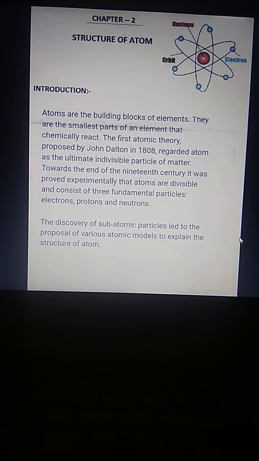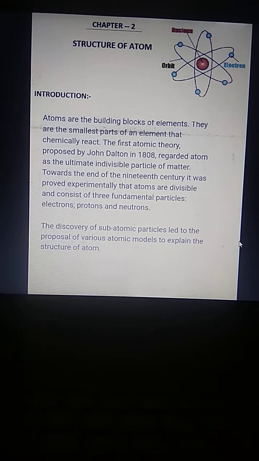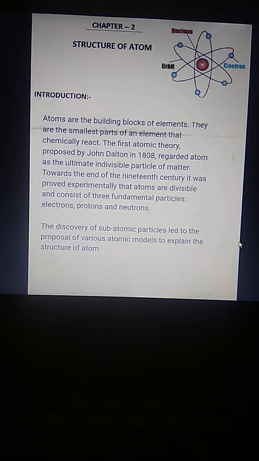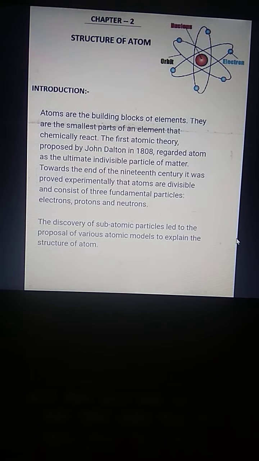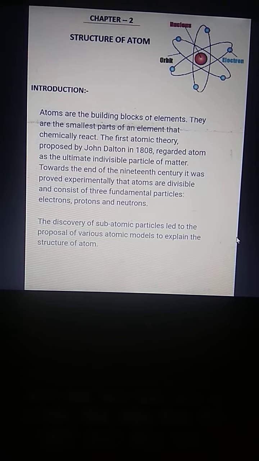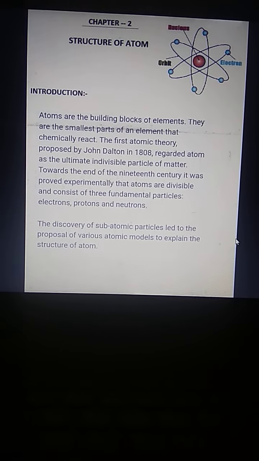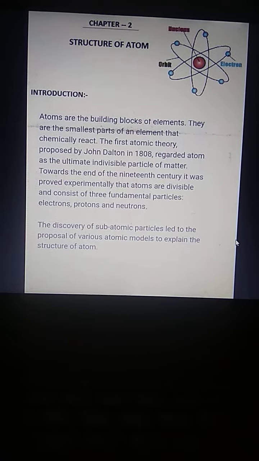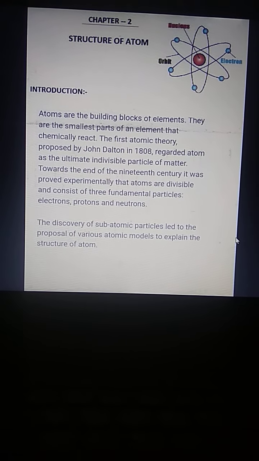But in the first chapter we read Dalton's theory, where he showed that atom is indivisible, means atom cannot be further divided. But here it is experimentally proved that atoms are divisible. Atoms can be divided and they consist of three fundamental particles, and those fundamental particles are electrons, protons and neutrons.